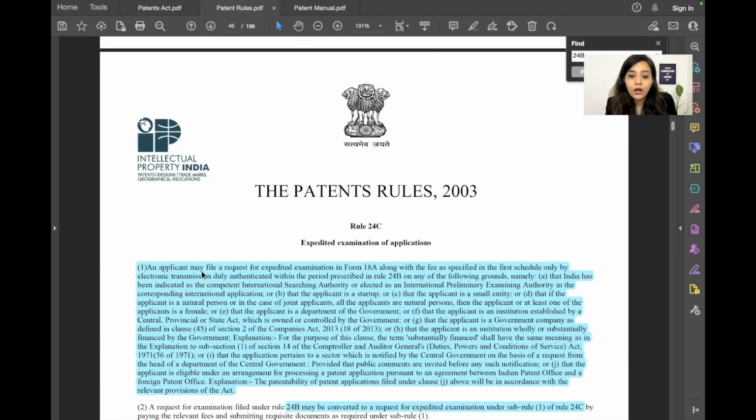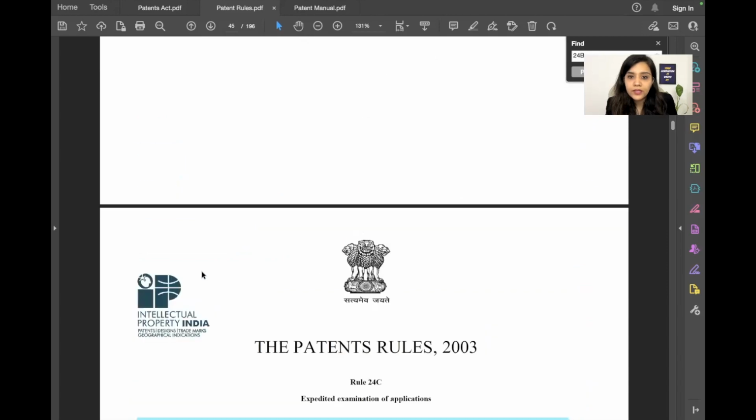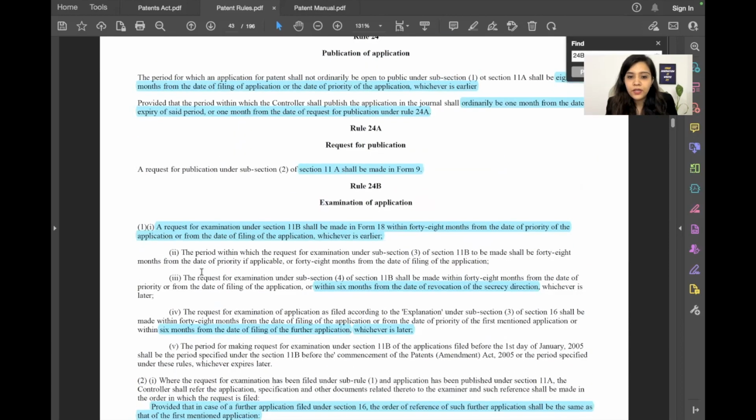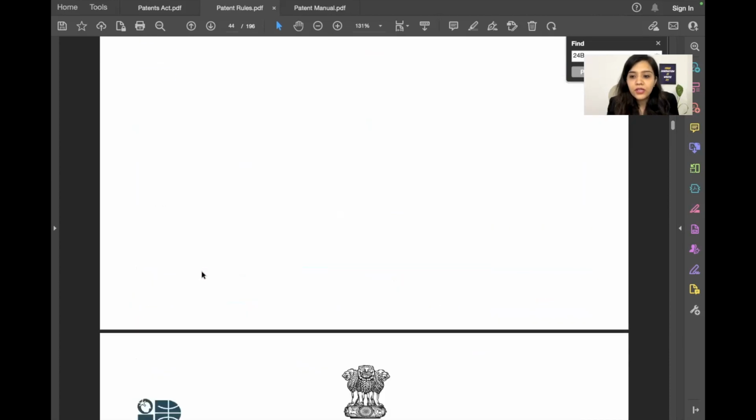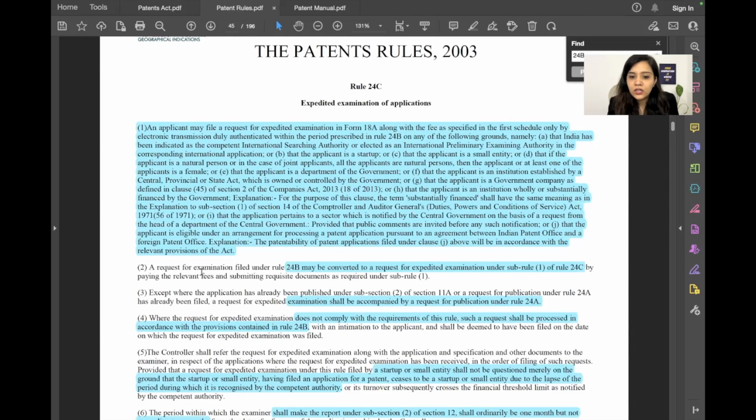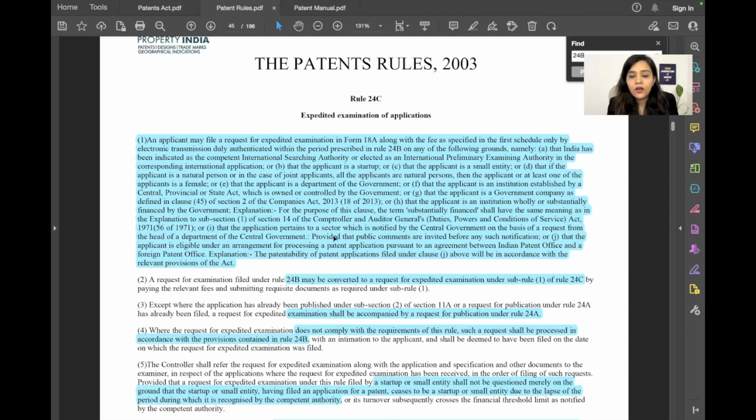Now let's come to the difference between normal examination and expedited examination. Normal examination is mentioned under 24B, and expedited examination is mentioned under 24C. Now, expedited examination is available for certain special circumstances only. It is not available for all the applicants. It is available only for certain special applicants. Who are these special applicants?